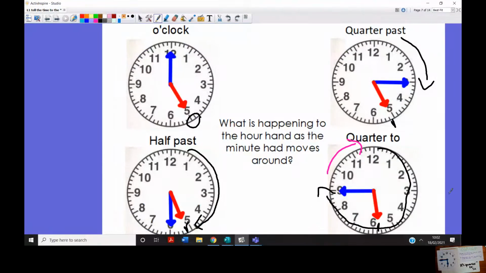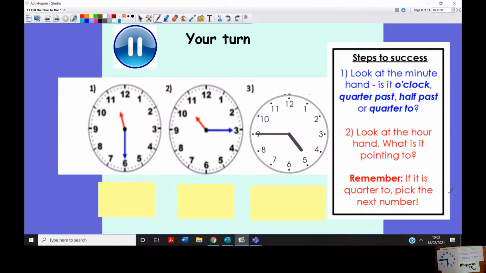So let's do some examples for me now. I want you to grab a piece of paper and something to write with. If you don't have anything to hand, maybe you can just talk about it with an adult. I want you to look at these clocks and write out in a full sentence what time these clocks are showing. So press pause now, and then when you're ready, press play because we'll get started on the next section.